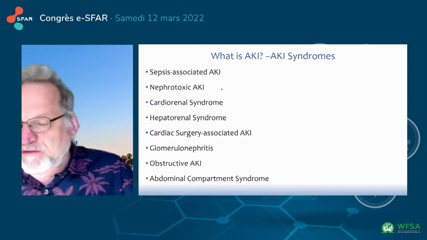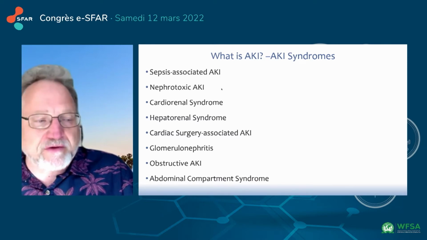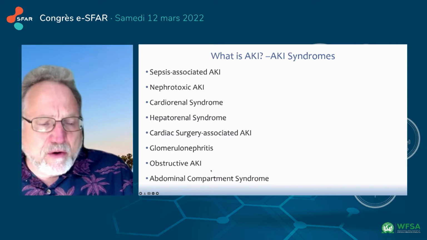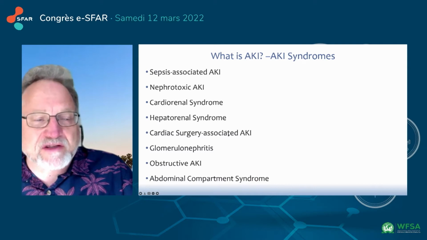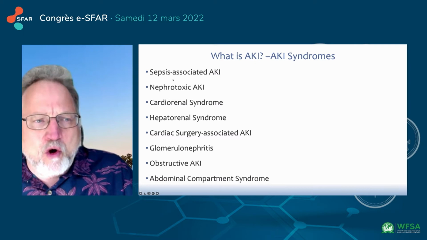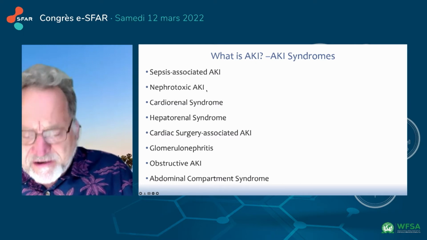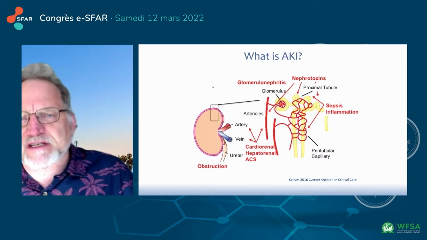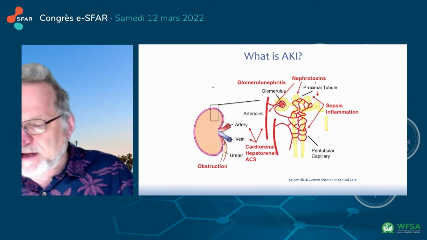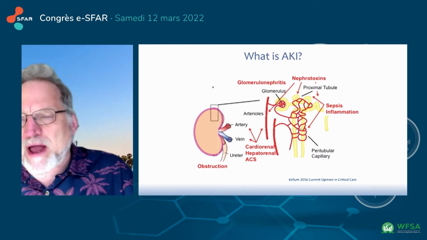But these different syndromes have a difference in prevalence across different settings. So in abdominal surgery, for example, or vascular surgery, we see abdominal compartment syndromes. We see cardiac surgery associated AKI, obviously, in cardiac surgery, along with cardiorenal syndrome. Virtually all forms of AKI have a contribution from various nephrotoxins, and I'll talk more about that in a minute. And these various forms of AKI cause acute kidney injury in very different ways.